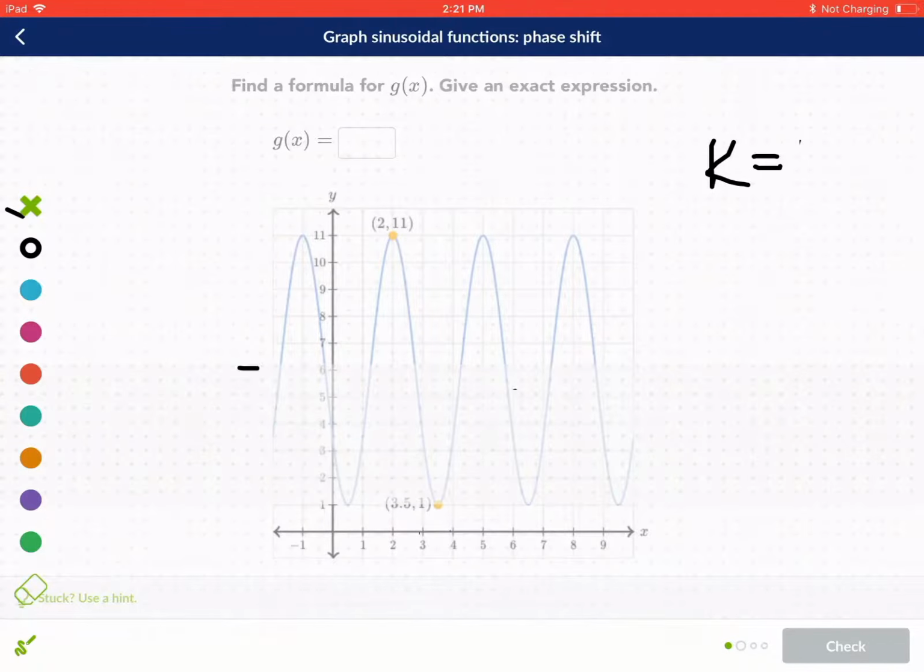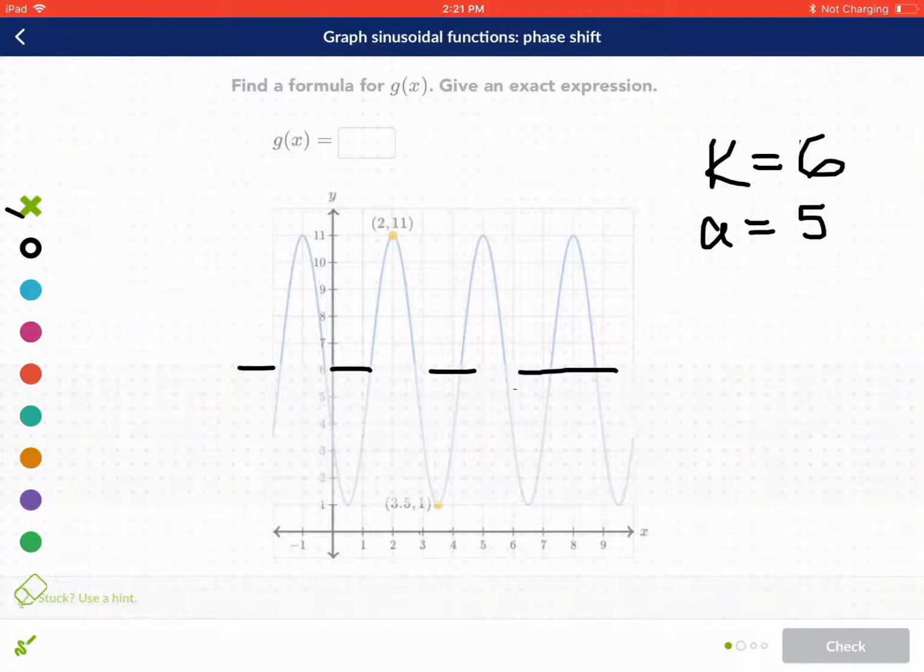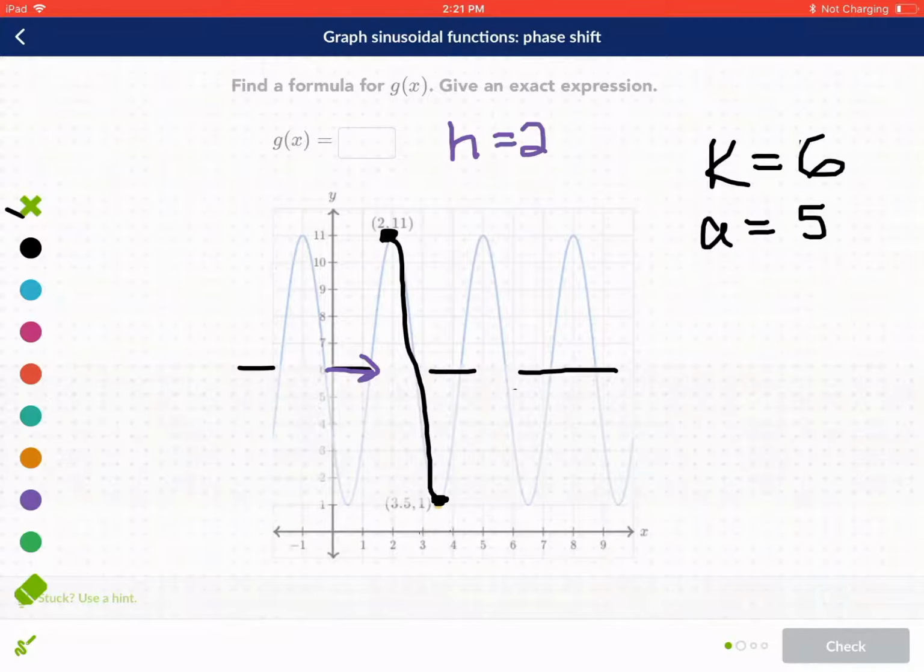5 is not the midline, but 6 is, because we shifted up. Okay, my amplitude is 5. So if we start at the top and go down, we're also shifted over. If we notice here, we're shifted over 2. So my H is 2.